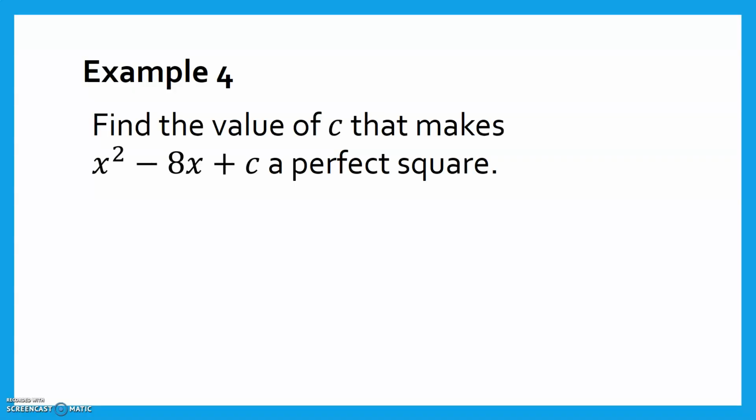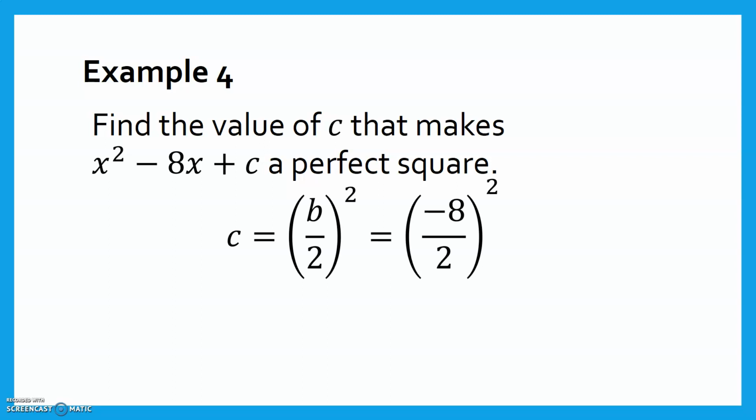Example 4. Find the value of c that makes x squared minus 8x plus c a perfect square. Same process. c equals (b over 2) squared. Well, b is negative 8 this time, so negative 8 divided by 2 is negative 4. So I get c equals negative 4 squared. Remember, that's negative 4 times negative 4, which gives me positive 16. So even though b started out negative, my c is still going to be positive. For every one of these problems, c should always be positive.